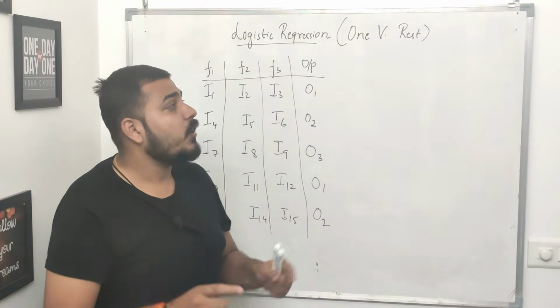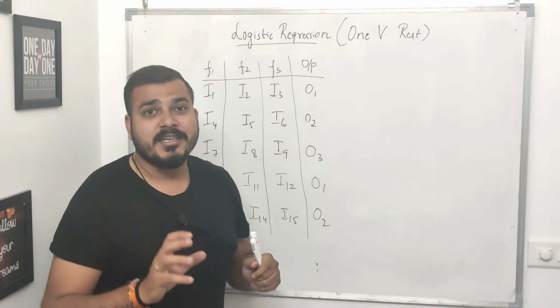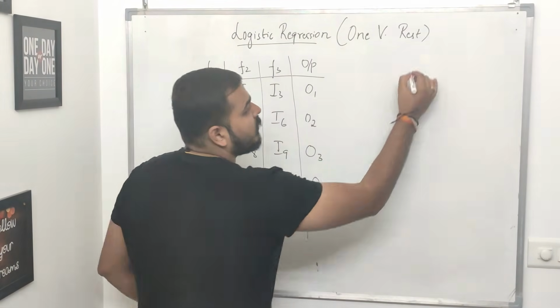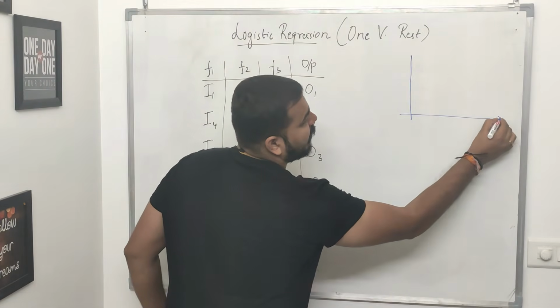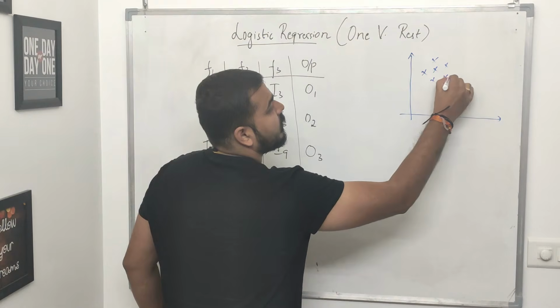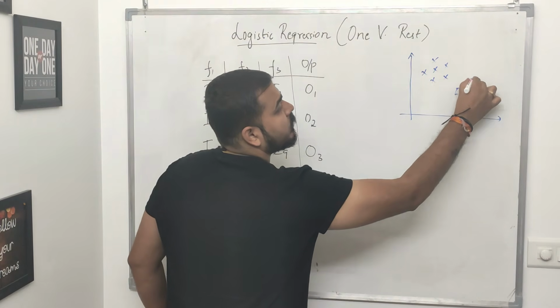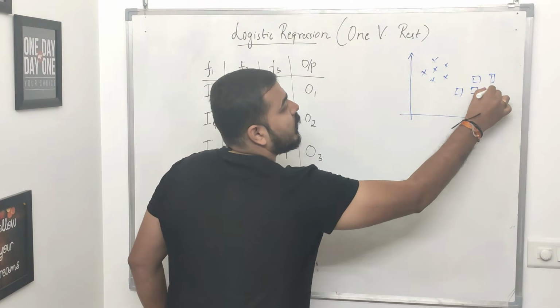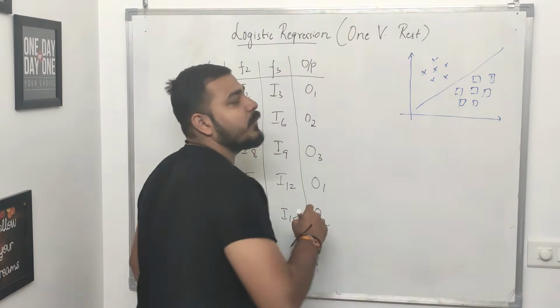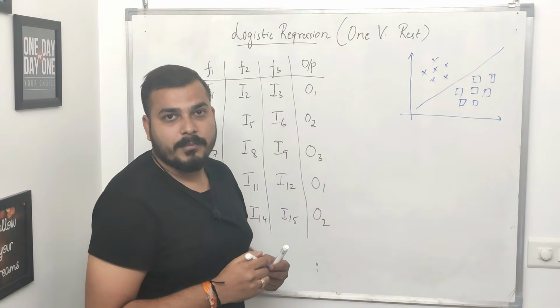Now, talking about one versus rest: in logistic regression, we know that we try to solve a binary classification problem. Suppose I have a problem statement with two categories, which look like this. So these are my two classes. In order to solve this binary classification problem, I draw a best fit line between them, and then we solve the problem.